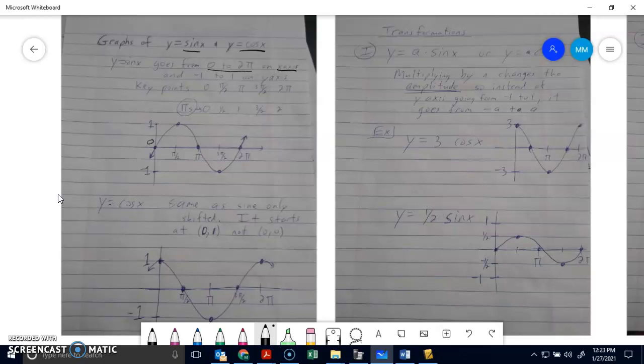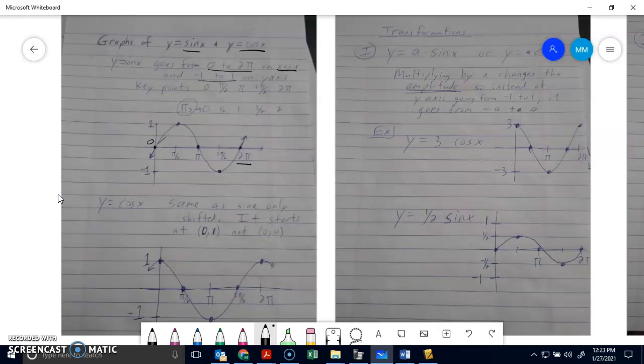We start at 0 and we end at 2 pi. And it goes nice and even so that it hits at 0 and then it goes up to 1. On the y-axis it goes from -1 to +1. So from 0 it goes up to 1, down to 0, down to -1, back to 0. And it just cycles. Up to 1, down to 0, down to -1, and the sine just keeps cycling.